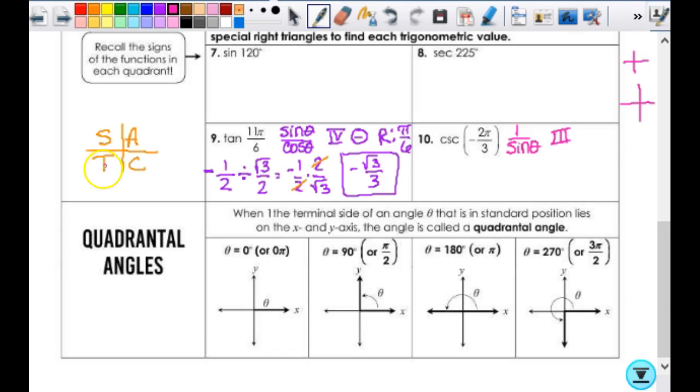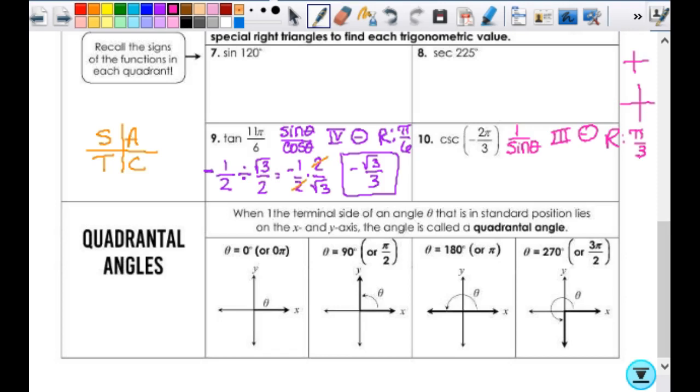Negative, because the only thing that's positive is tangent, right? So it's negative. And then what would your reference angle be? Pi thirds. Okay. So pi thirds is which finger? Your index finger, right? So this is pi thirds. I need the sine of pi thirds. What's the sine of pi thirds? Square root of 3 over 2.